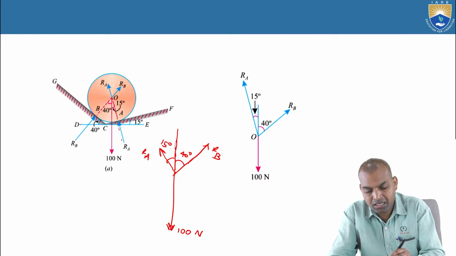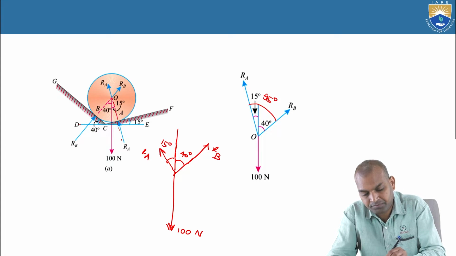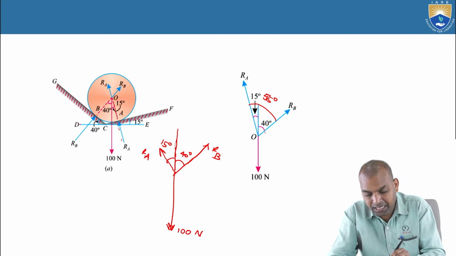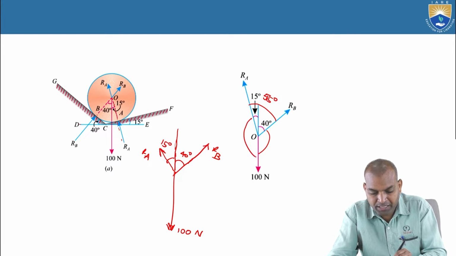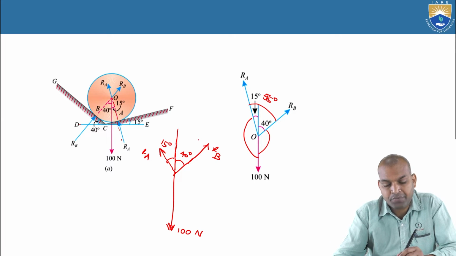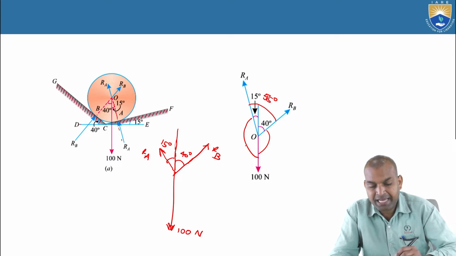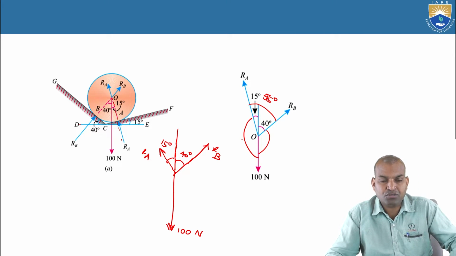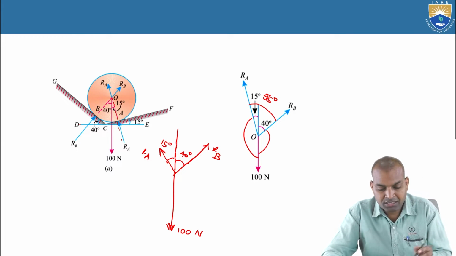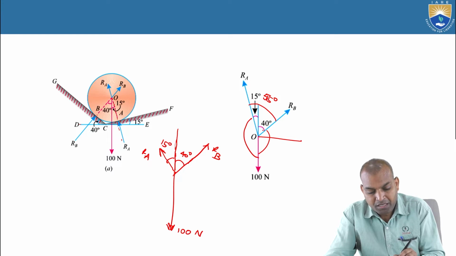The angle between RA and RB is how much? That is 55 degrees. What about this angle? So that we can apply Lami's theorem, we have to know the angle between 100 newtons and RB and the angle between RA and 100 newtons. So what is this angle? We have to find those angles, again using the basics of mathematics.